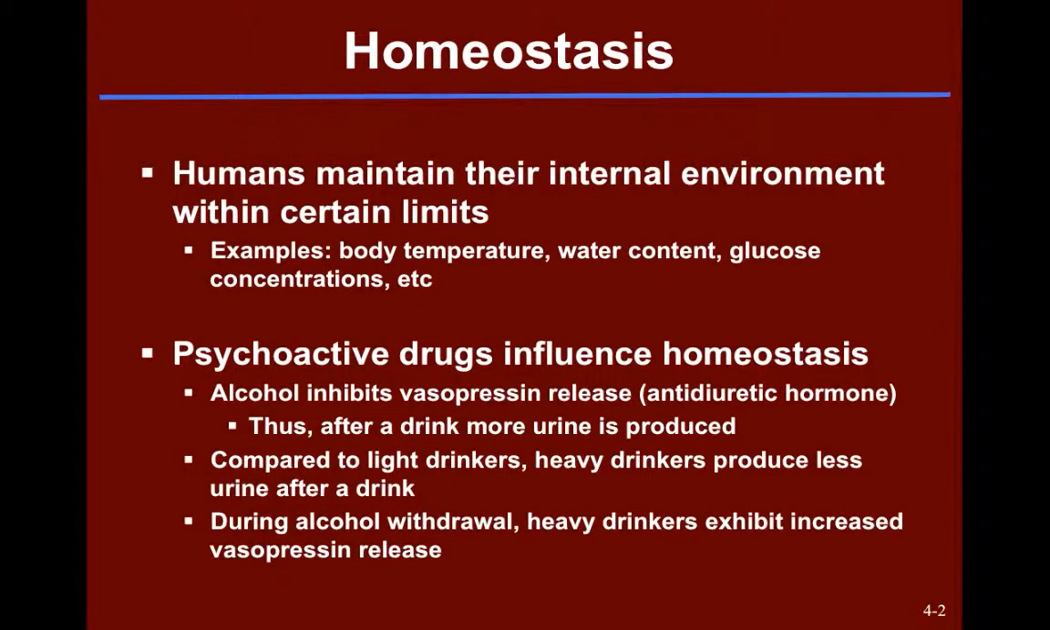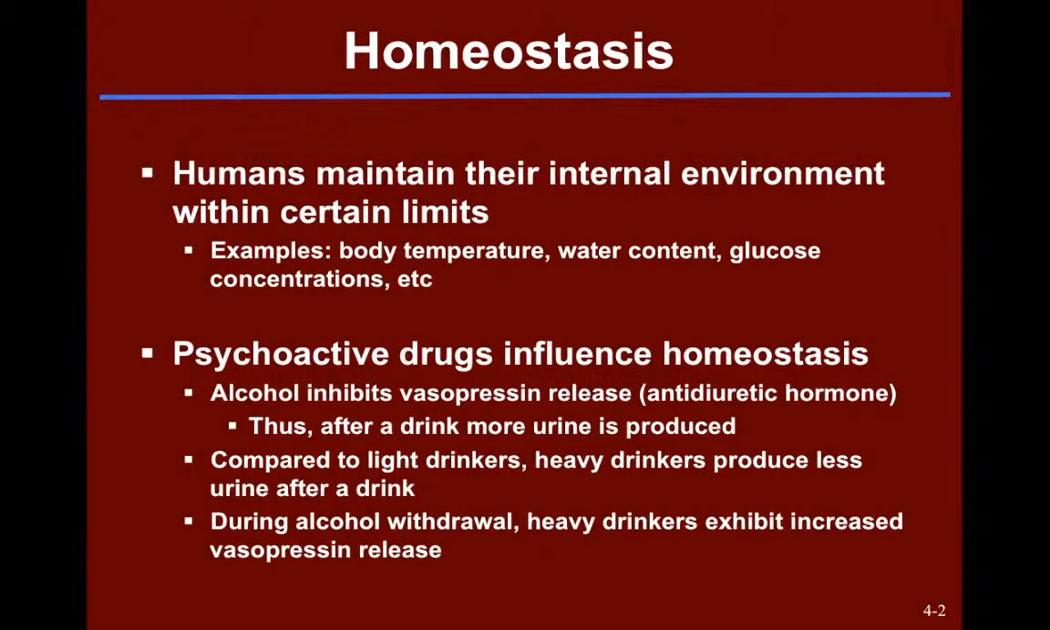Now, when we start talking about the use of drugs, many of them are going to influence that status of homeostasis in some way. A great example of this is one that some of us may be familiar with. It involves consuming alcohol and the need to urinate. So alcohol inhibits the release of vasopressin. Vasopressin is an antidiuretic hormone. So after alcohol is consumed, more urine is produced.